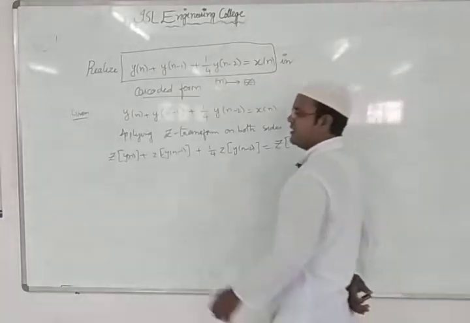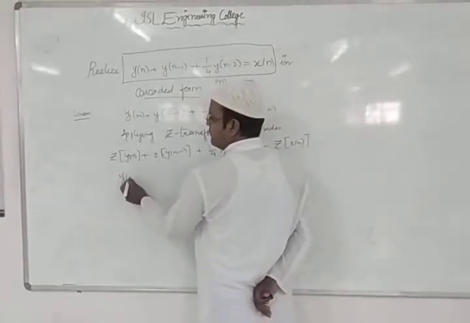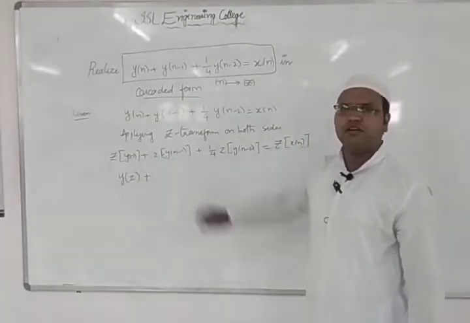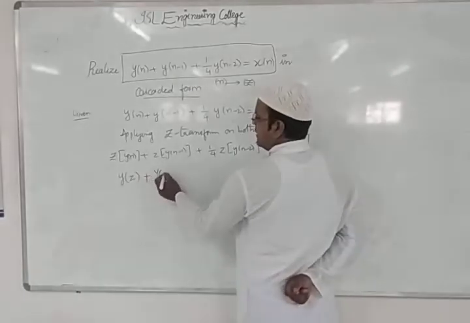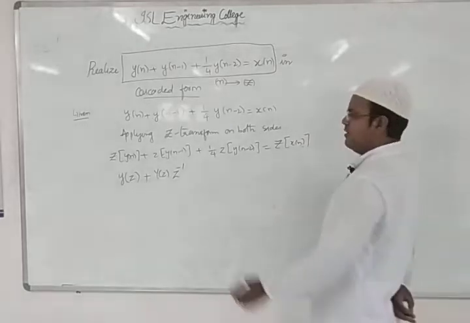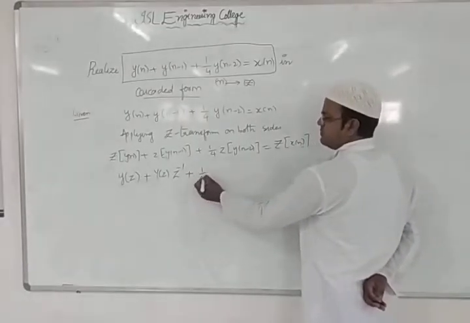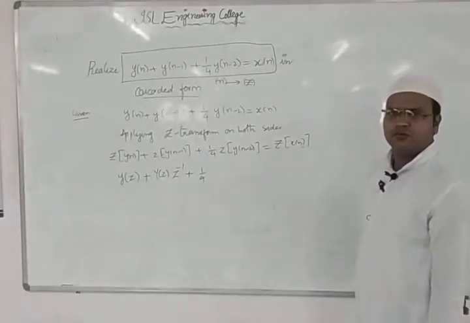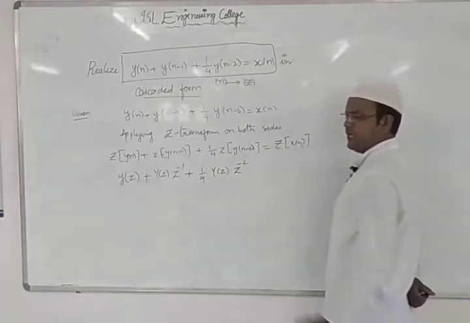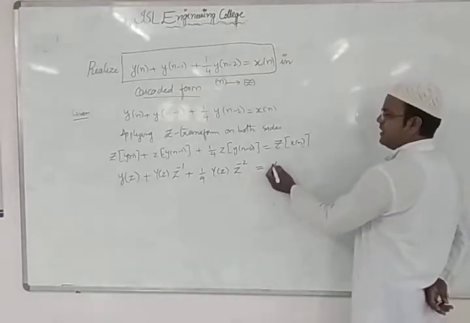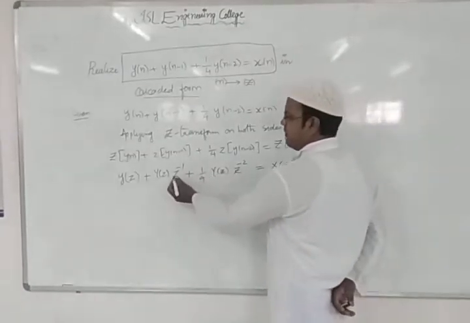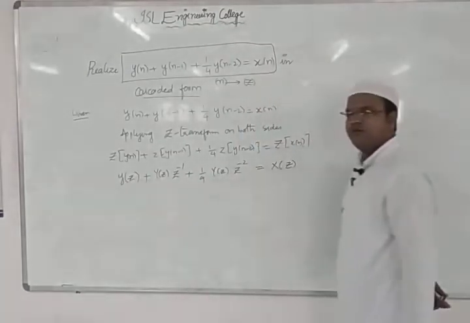Now, what is the z transform of y of n? I can write it as Y of z. Plus, here a delayed sequence n minus 1 is given, so we convert it into Y of z times z power minus 1, since there is one delay. What about here? We write 1 by 4 as it is, and the z transform of y of n minus 2 is Y of z times z power minus 2, is equal to x of n, which I can write as X of z. So everywhere, whatever the given values, we convert into z domain.